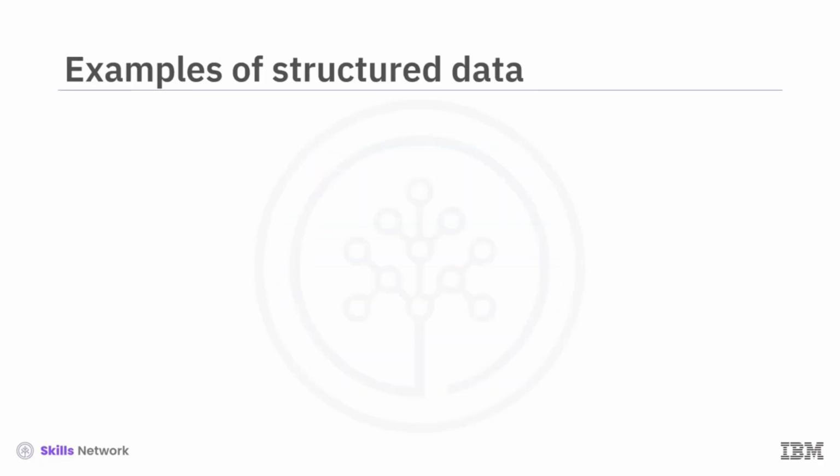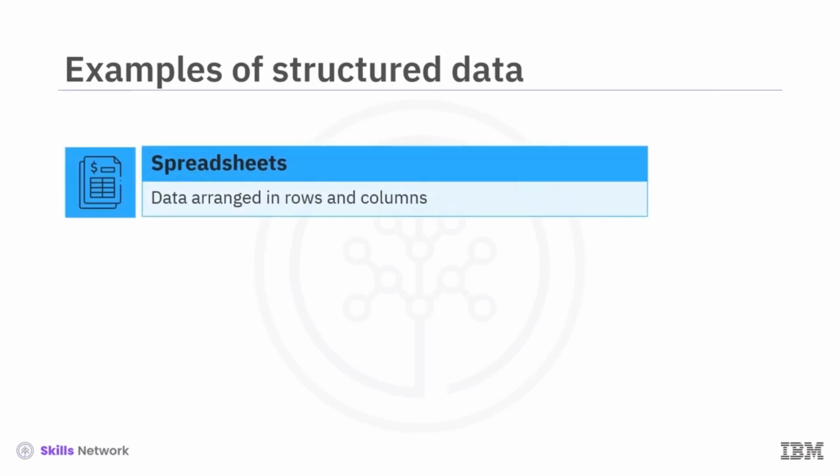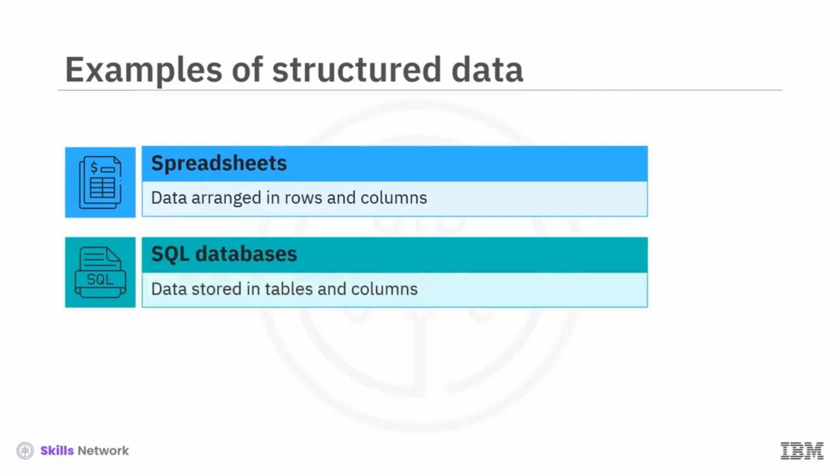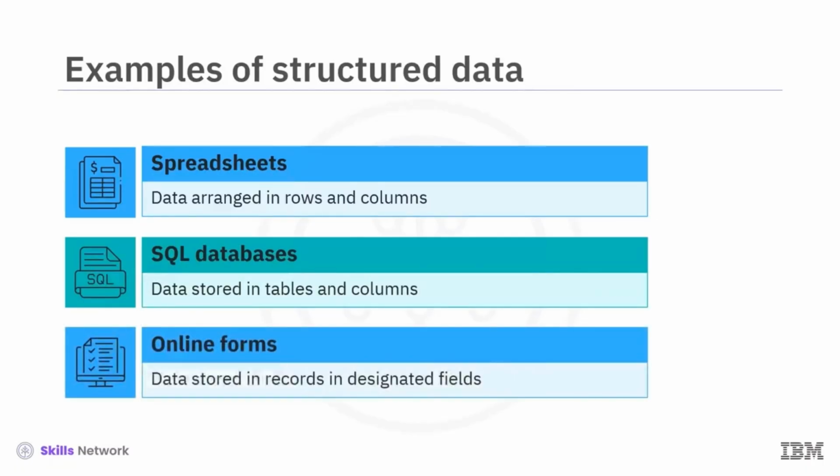Examples of structured data include Excel spreadsheets, which arrange data into rows and columns, assigning each piece of data a specific cell address. SQL databases allow data to be stored in predefined tables and columns. Online forms collect customer information by storing each piece of data, name, address, credit card number, in designated fields.